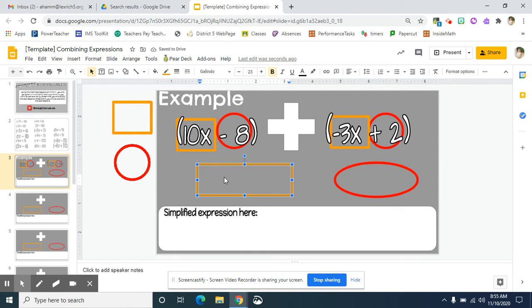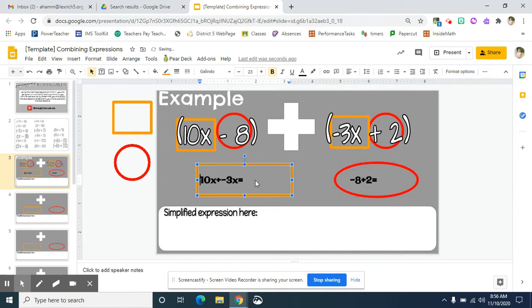So in the box, I'm going to type 10x. And you can put plus negative 3x equals, and we're going to solve that. And then over here, you're going to put negative 8 plus 2. You don't want to put plus plus 2, plus positive 2. That doesn't make sense. So you just put plus 2.